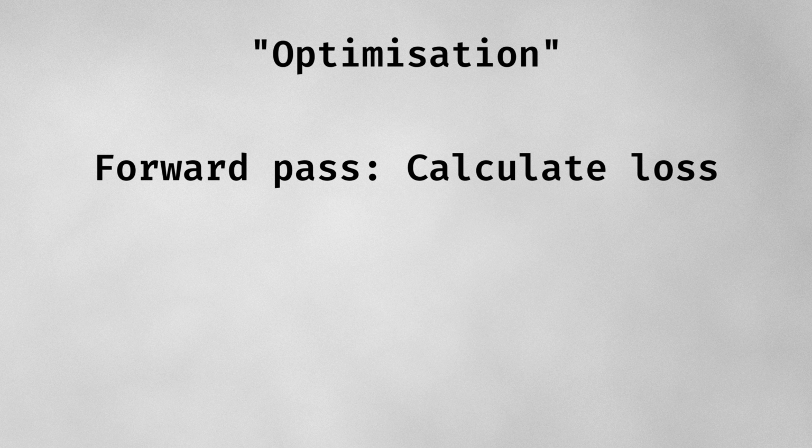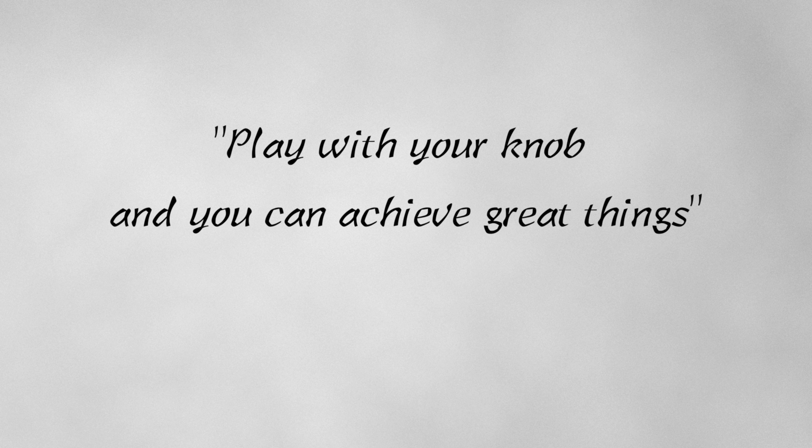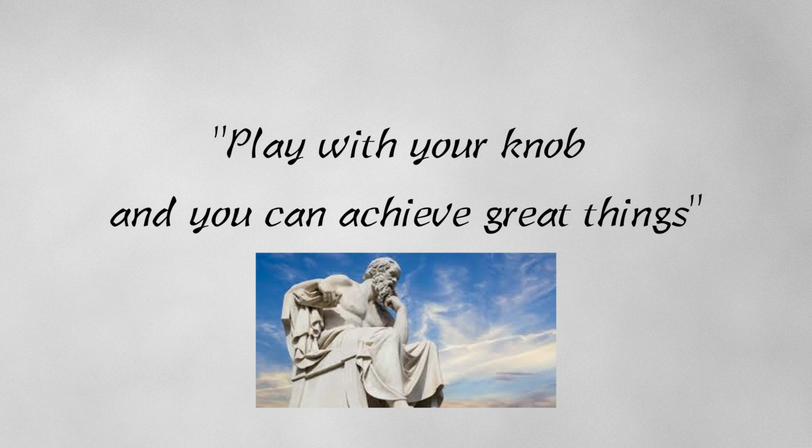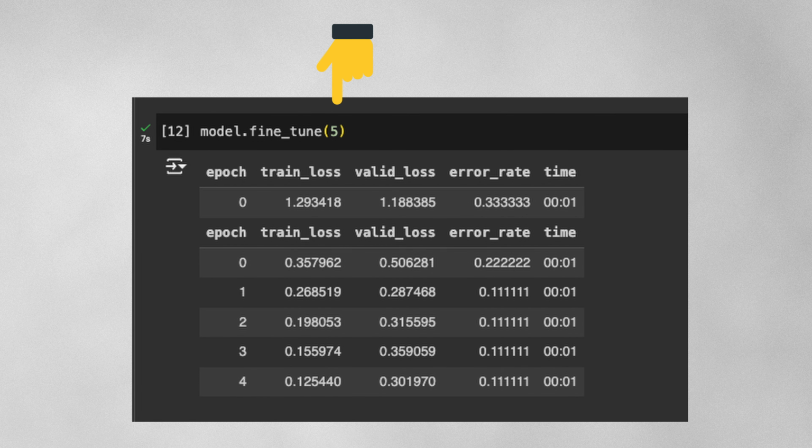A forward pass calculates the loss, and a backward pass twiddles the knobs. That's called one epoch. We're going to repeat that multiple times. On each epoch, we show the model all of our training data and nudge the knobs a little bit in the right direction. As long as you have some data and a loss function, all you need to do is play with your knob and you can achieve great things. If you remember just one thing from this video, let it be that. Here we're training for 5 epochs. And that's it. Our model is trained.